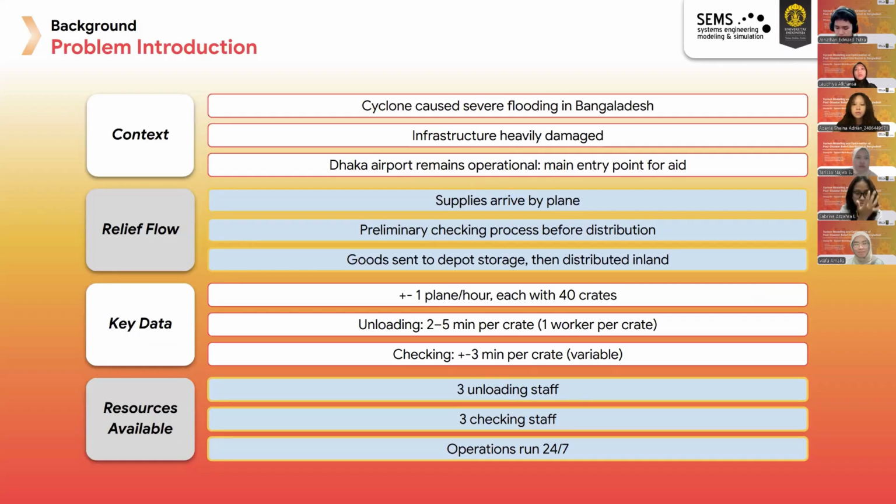This slide presents the operational scenario used in the simulation. The cyclone causes severe flooding and damages infrastructure, while Dhaka airports remain operational as the primary entry point for aid. Relief supplies arrive by aircraft and undergo inspection and loading before being distributed inland, and the system operates continuously 24 hours a day with available unloading and check-in staff. This assumption formed the foundation for our simulation and optimization model.